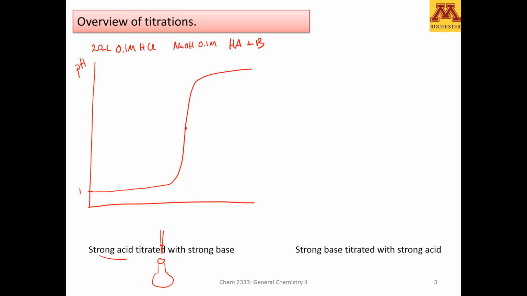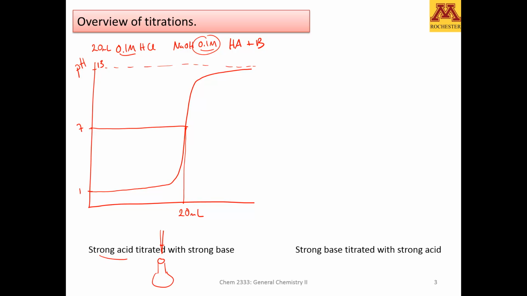So strong acids will have a much sharper jump, and the equivalence point is when you have added as many moles of base as there were moles of acid at the beginning. In this case, because the concentrations are the same, this will happen at the same volume. The pH is 7 there, and the pH will tend towards 13 in this case, because this is 0.1 molar. The pH of a 0.1 molar strong base is 13.